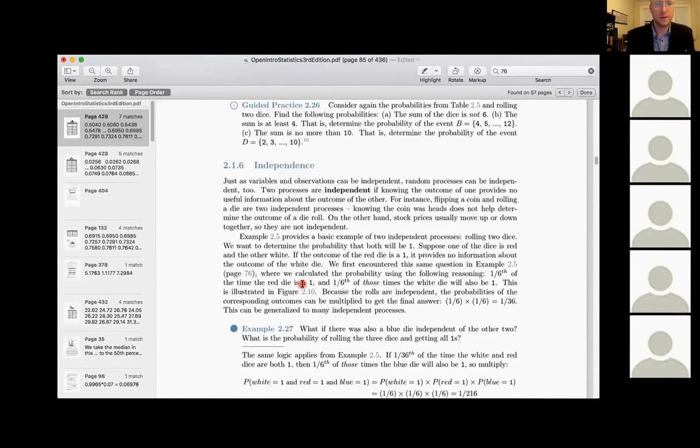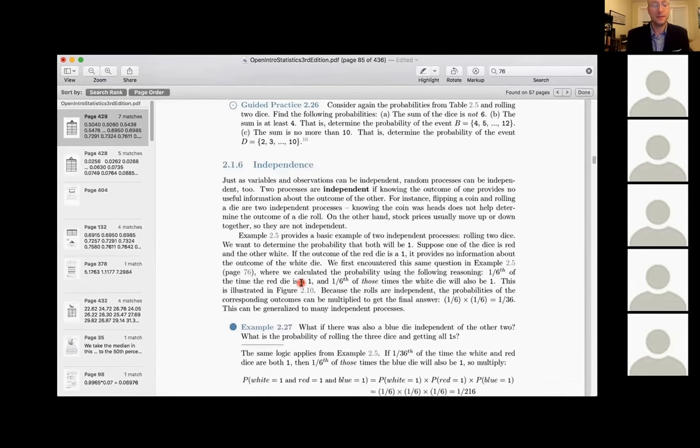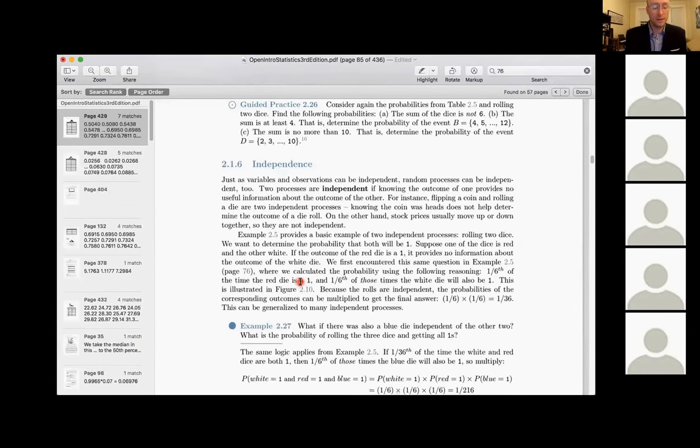We spoke about independence of events. The idea of independence is simply that knowing something about one roll of the dice, or one flip of the coin, or one person in your data set, or one observation in your sample, does not tell you anything about the next observation. That's all we really want to say.